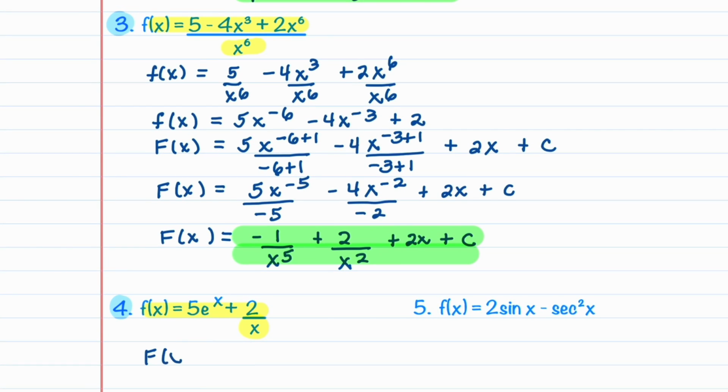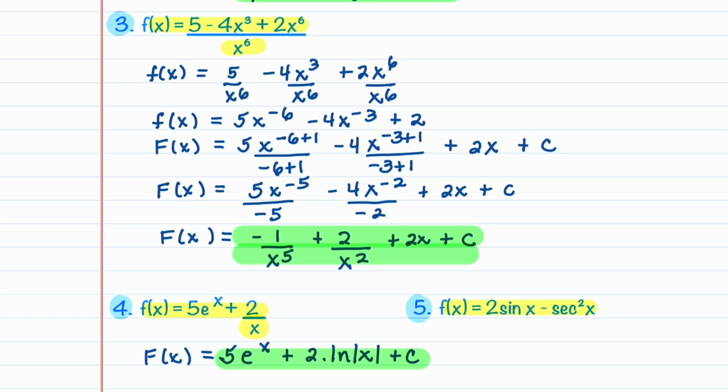Capital F of x is equal to 5. The antiderivative of e to the x is just e to the x. So we have 5e to the x plus 2 times 1 over x, and the antiderivative of 1 over x is the natural log of the absolute value of x, and then we add on our plus c. And there's our answer.